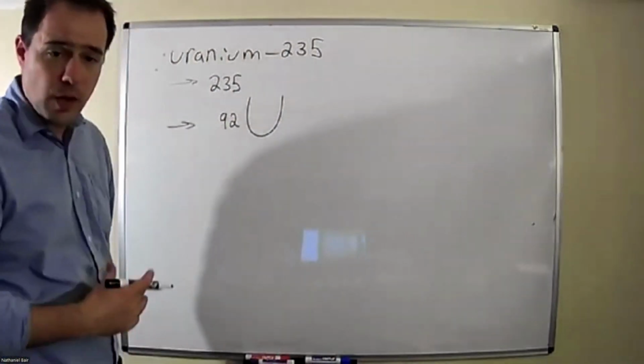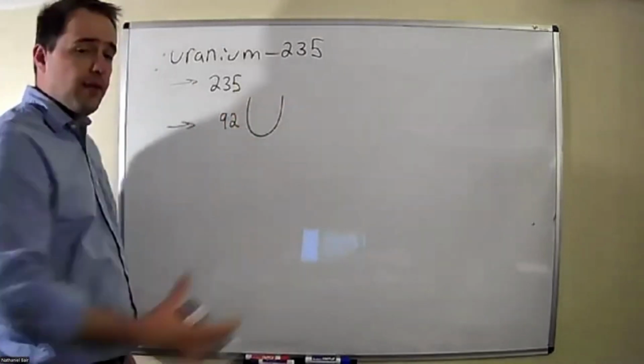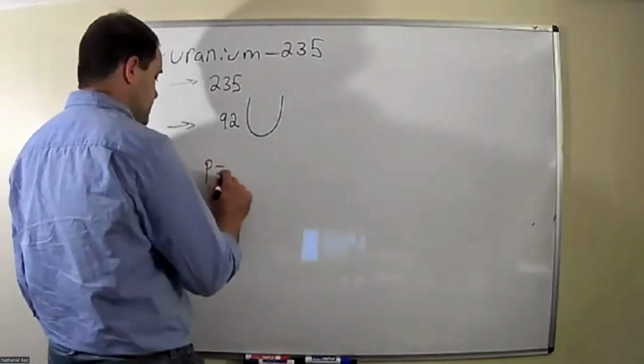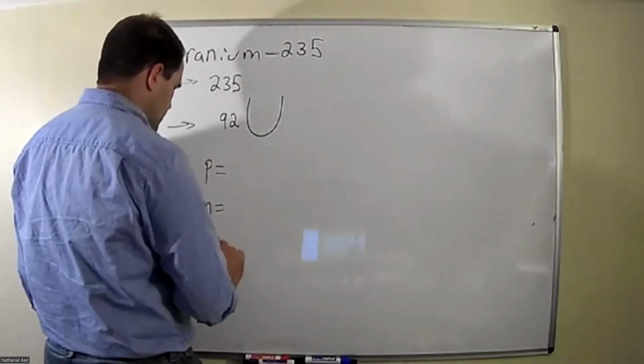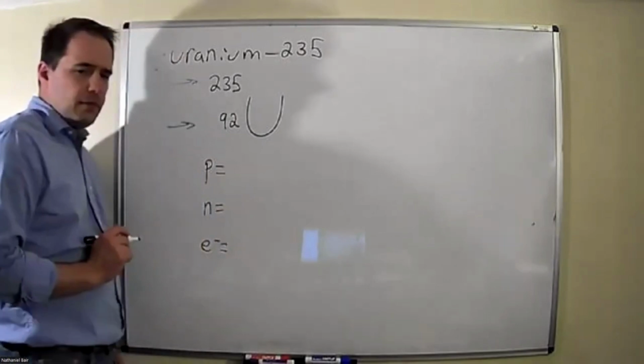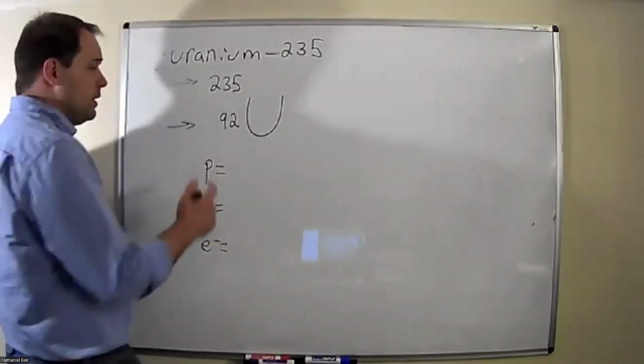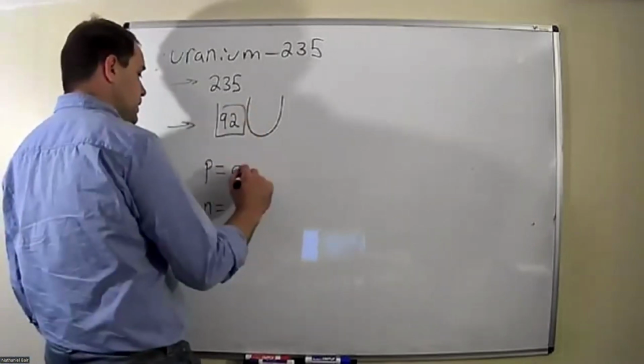And now I want to answer some questions about the uranium-235 atom, this particular isotope of uranium. So I want to know how many protons does this have, how many neutrons does it have, and how many electrons does it have. The protons is easy. The protons is the atomic number, literally 92.